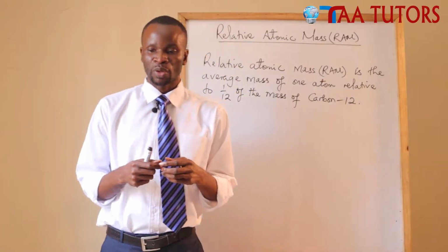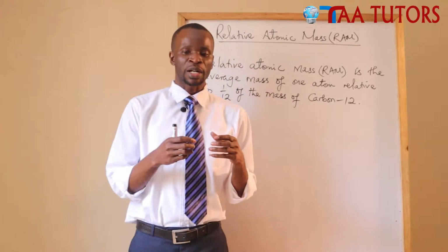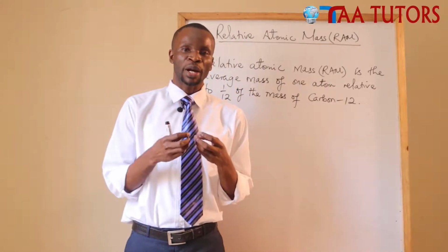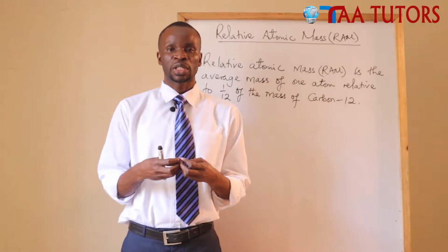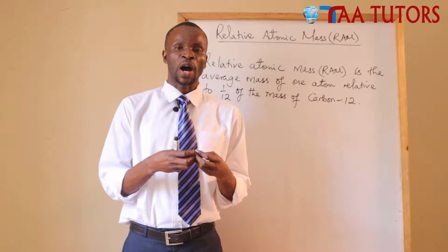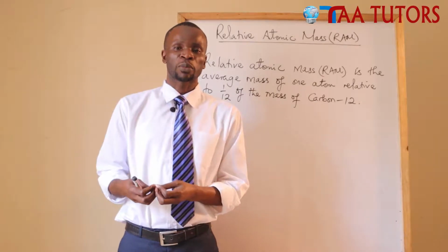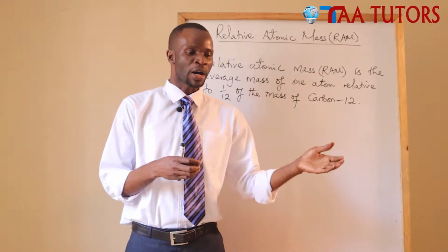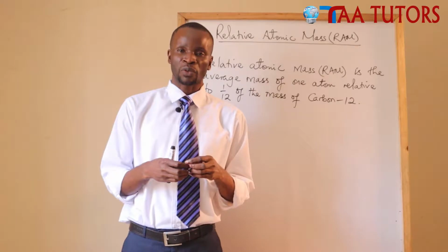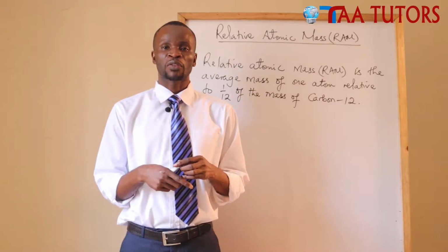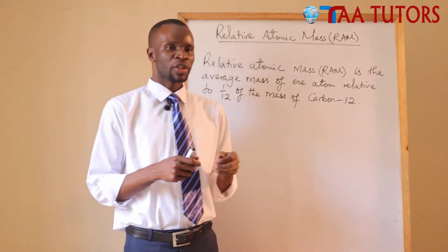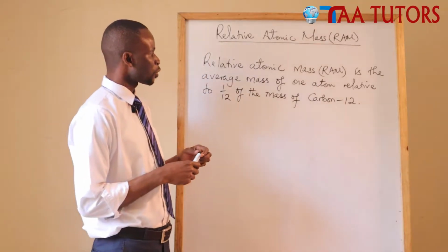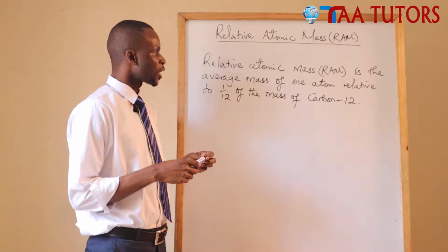The question is, we know the mass number is obtained by adding the number of protons and neutrons in an atom. So how then can we get a decimal point? Because we know a neutron has a mass of 1, a proton has a mass of about 1 atomic mass unit. So where does the decimal come in? This is what brings up the decimals.